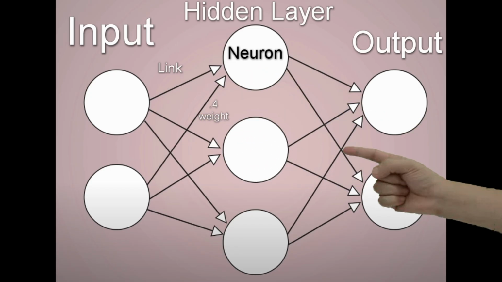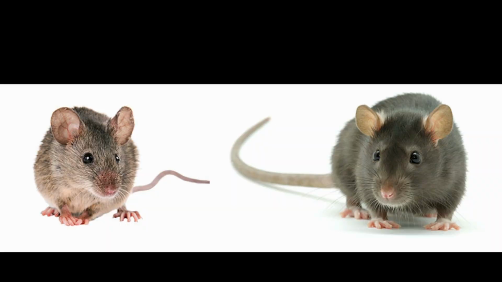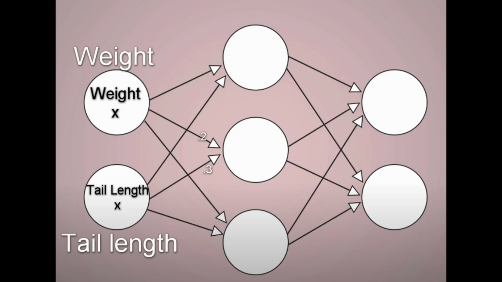As you can maybe notice, this is very much inspired by the human brain and how humans learn. So, I'm gonna try to explain how a machine will learn the difference between a rat and a mouse. They have two distinct features, their weight and their tail length. We take their weight and their tail length as one of the inputs, and we have weight x and tail length x.